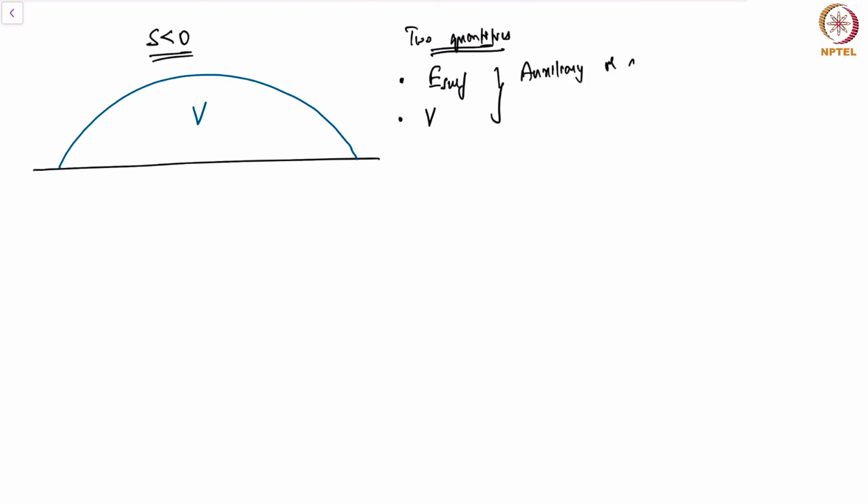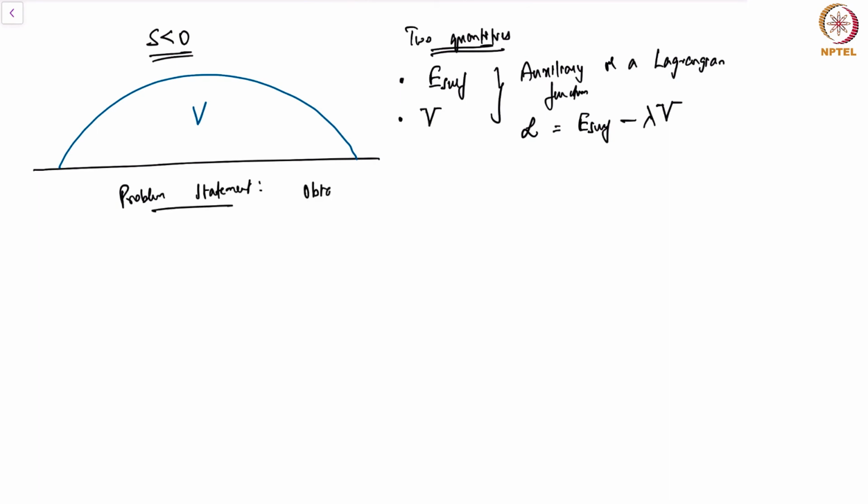So once we know all these quantities, we can define an auxiliary or a Lagrangian function. We'll call this L. This quantity would be the surface energy minus lambda times V, where V is the volume. Okay, why do we do this? Because the problem statement is as follows: obtain the shape of a sessile drop subject to a volume constraint.